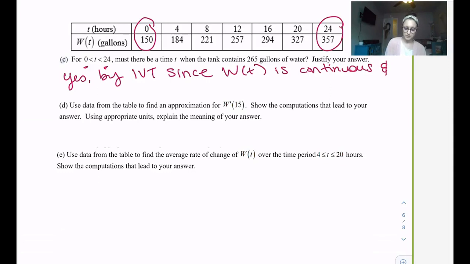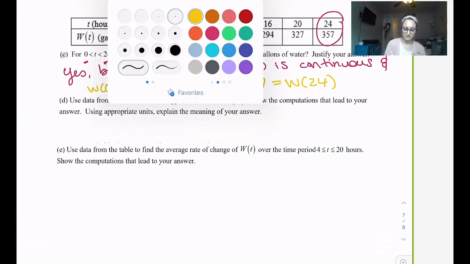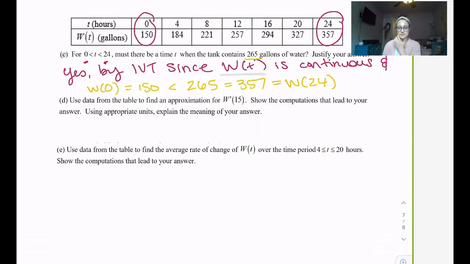And, all right, the y value we're trying to prove exists is 265, which is between 150 and 357. And this is W of 24, and this is W of 0. Okay? Again, really want to emphasize that I need W of t is continuous here. I also saw a lot of t is continuous. Okay, we know time is continuous, but we need to indicate that our dependent variable is continuous.